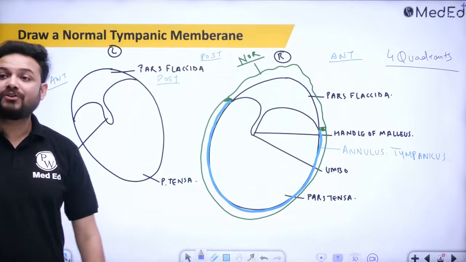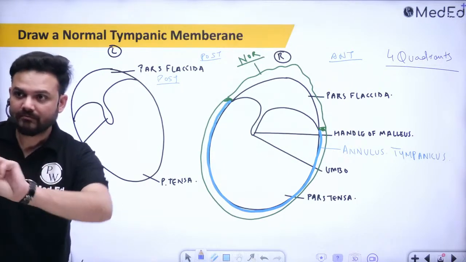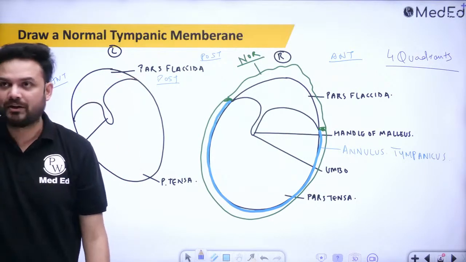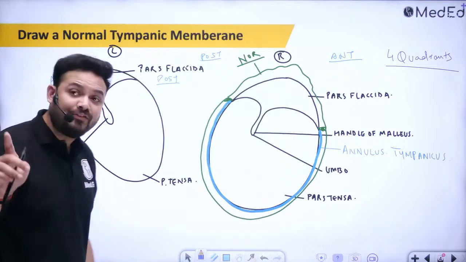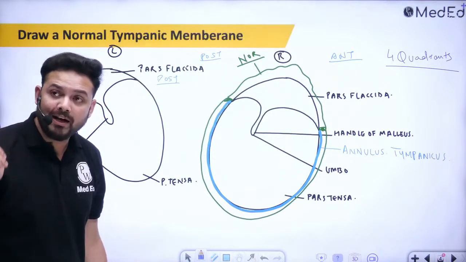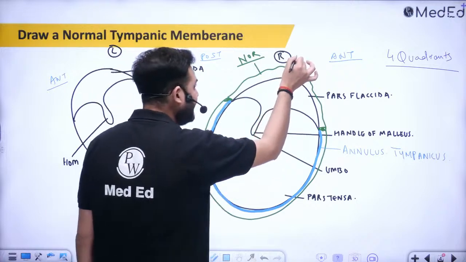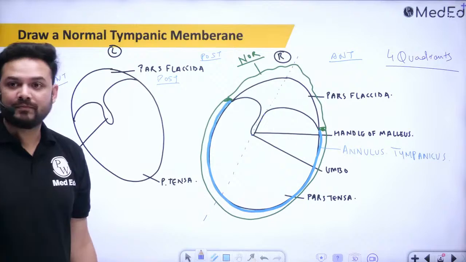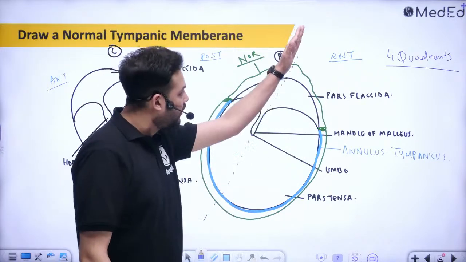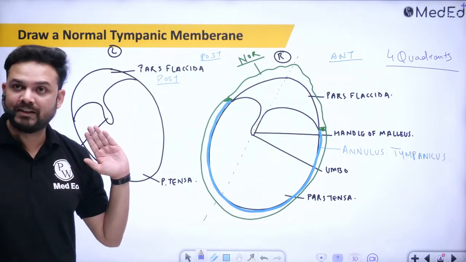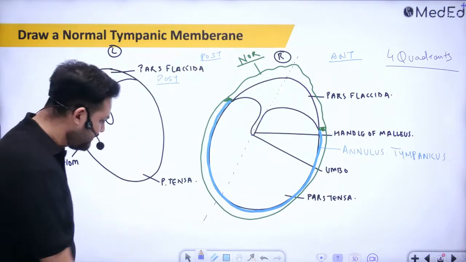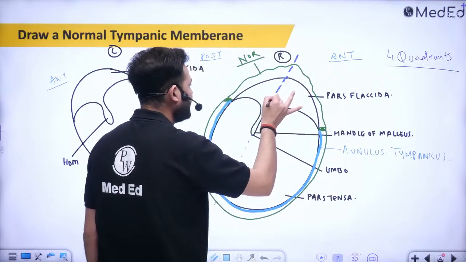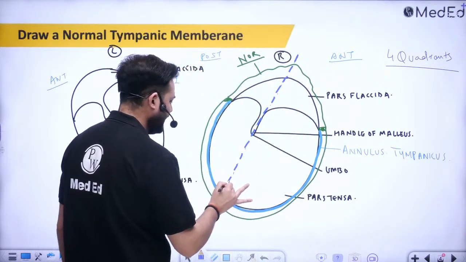We have to take 2 imaginary lines, just imagine in your head 2 imaginary lines. One vertical line, one horizontal line. Now, we draw one vertical line which is passing along the handle of the malleus. This is our first line. Let me make it a little more visible so that you can understand. This is the line, one along the handle of the malleus.